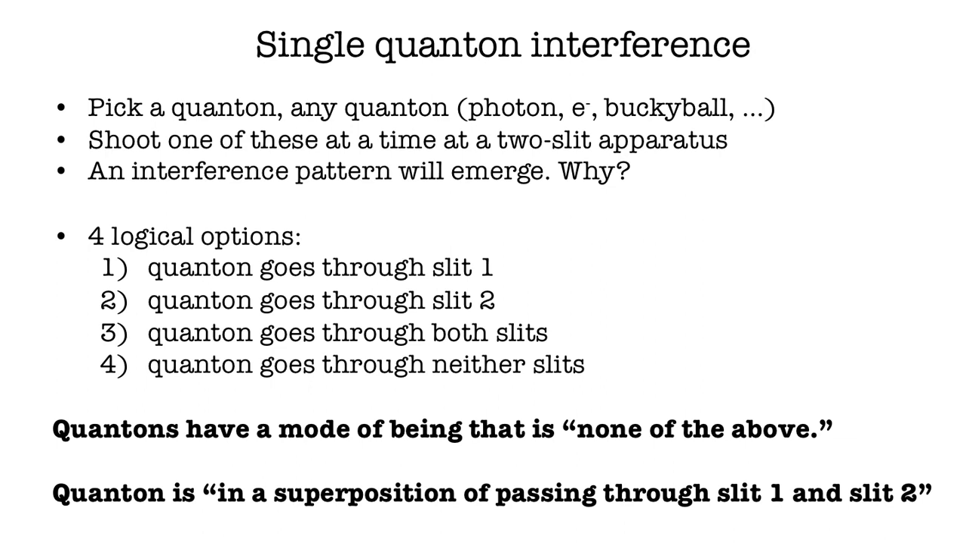So this exhaustive list of 4 options doesn't seem so exhaustive at the quantum level. And that's because quantons have a mode of being that is none of the above with respect to these 4 options. The term that we will use is superposition. So a quanton is in a superposition of passing through slit 1 and slit 2. That is not the same as going through both slits. We are not saying that the quanton is going through both slits. What we effectively are saying is because we have not measured the path that the quanton takes, it does not have a defined position or a defined trajectory. It has a probability of taking one path or another, and we describe the experiment as the quanton being in a superposition of going through slit A and slit B.